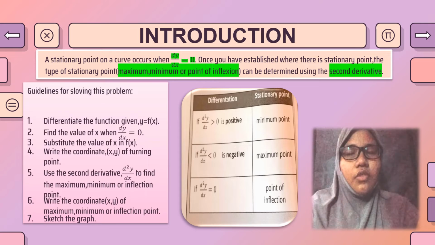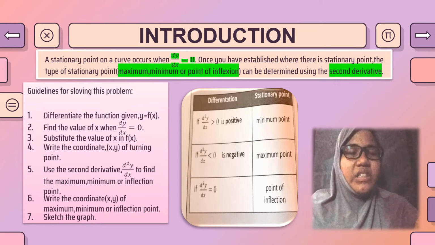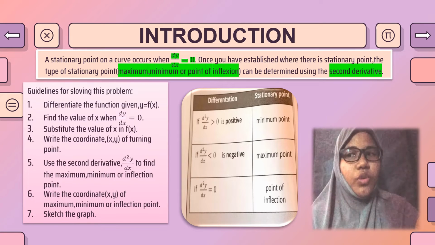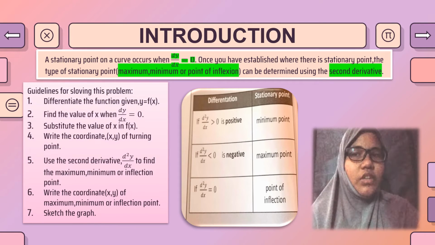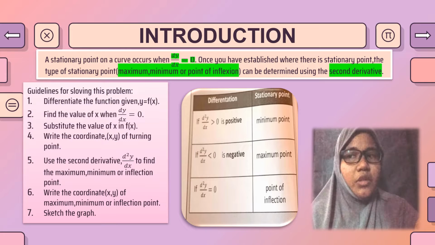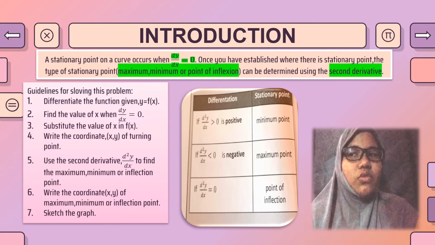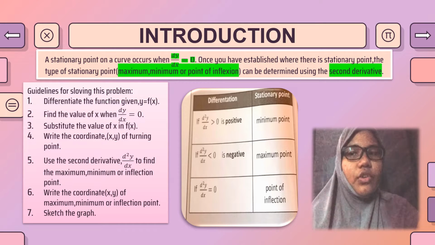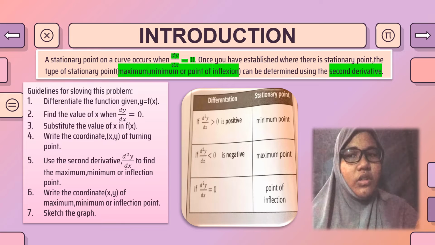The steps of solving problems of maximum, minimum, or inflection point are: Step 1, differentiate the function given, which is y equals f of x. Step 2, find the value of x when dy over dx equals 0. Step 3, substitute the value of x in f of x. Step 4, write the coordinate x, y of the turning point.